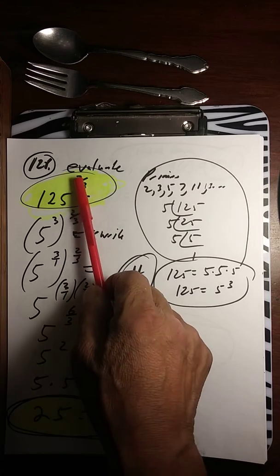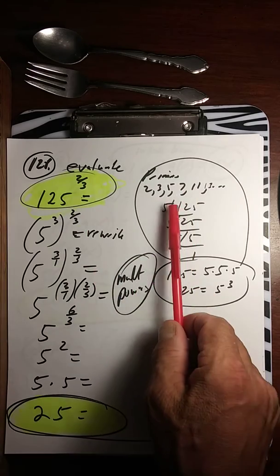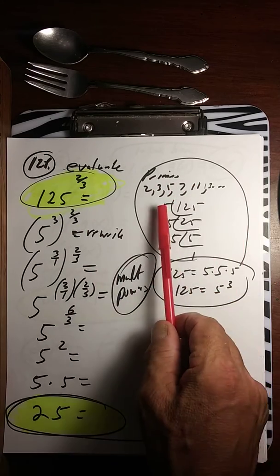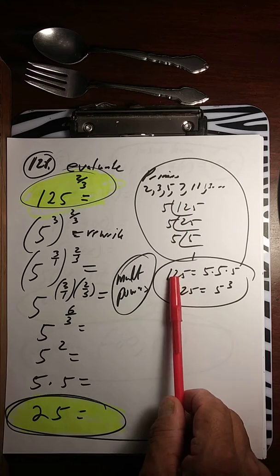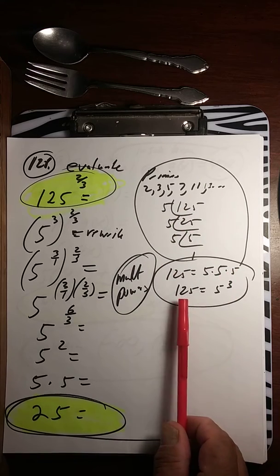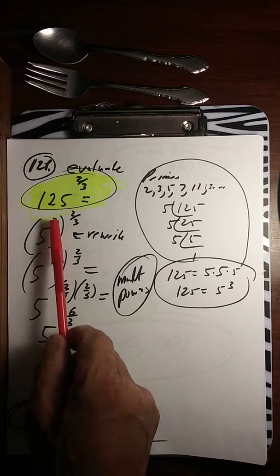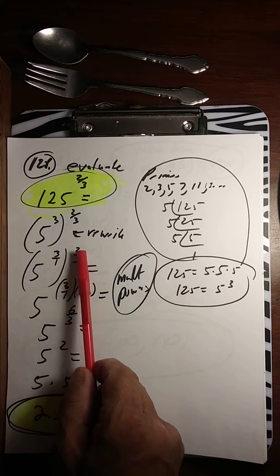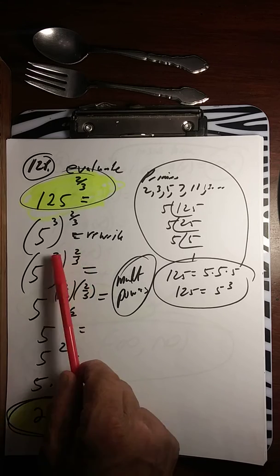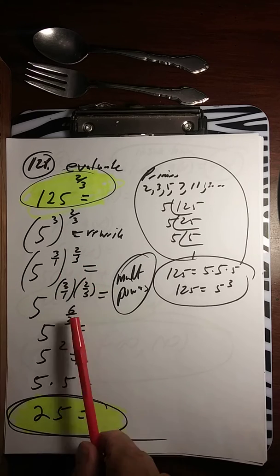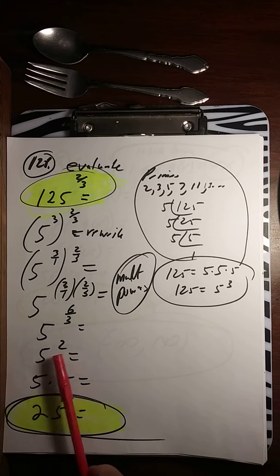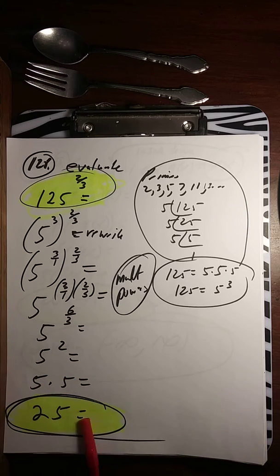Evaluate 125 to the 2/3 power. Let's do primes first: 2, 3, 5, 7, 11, 13, and so on. 5 divides it, 5 divides it, 5 divides it. So 125 is 5 times 5 times 5, or 125 is 5 cubed. So put this in here, rewrite it. This is 5 cubed, raised to 2 over 3. So multiply the two powers. 3 over 1 times 2 over 3 is going to be 6 over 3. Divide that and it is going to be 2. 5 to the 2 means 5 times 5 is 25.